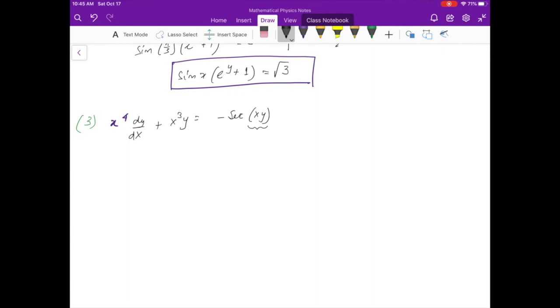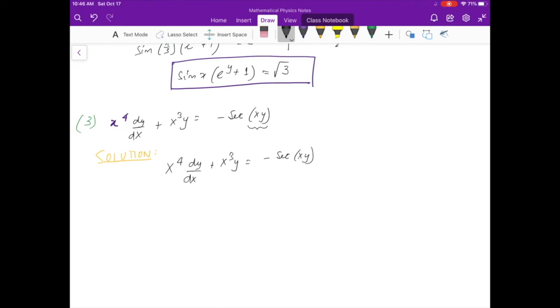And now we will adopt a strategy to ensure that we can tackle this problem as well using the separation of variables approach. So we start with the solution. You can try the solution before going through this, but let's just start with the solution. So x to the power 4 dy/dx plus x cubed y is equal to minus sec(xy).